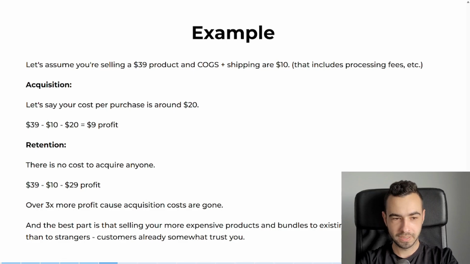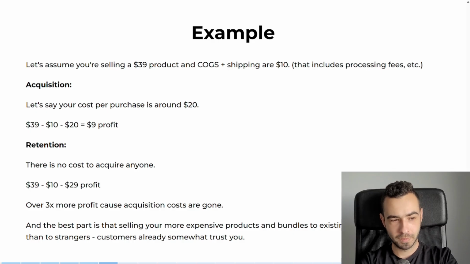And just to show you a simple example, assuming they're selling a $39 product and cost of goods plus shipping, everything to get the product ready and shipped, is $10. And again, that's just an example, so it includes all of the fees, everything else pretty much, right? When you're working on the acquisition side, and obviously you need to always be working on this, when you're acquiring the customer, let's say your cost per purchase is going to be like $20. So you're running at 2x ROAS, which I think is fairly achievable in e-commerce and is not exaggerated or too good to be true.